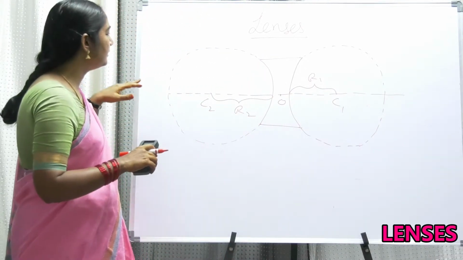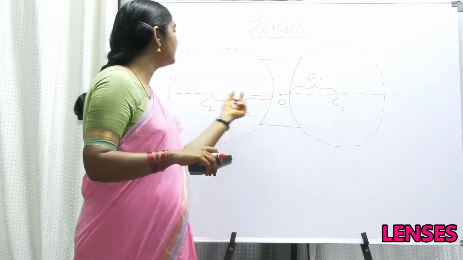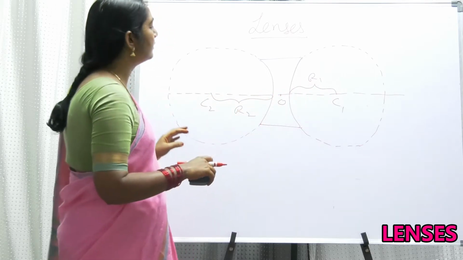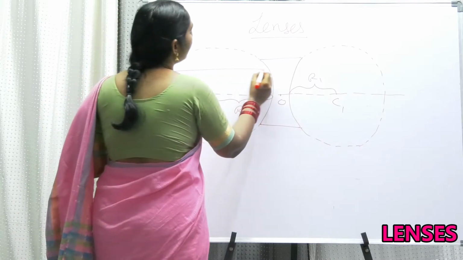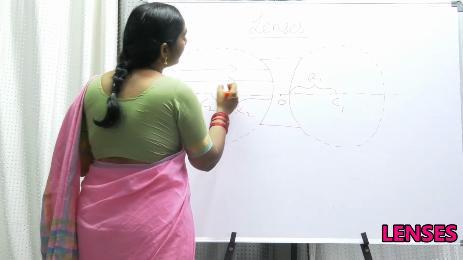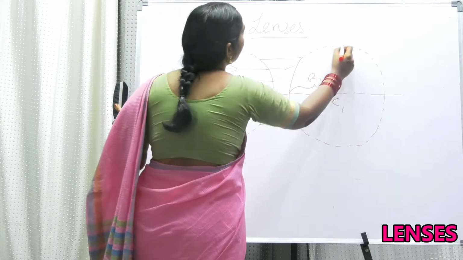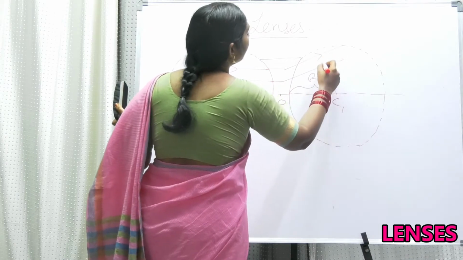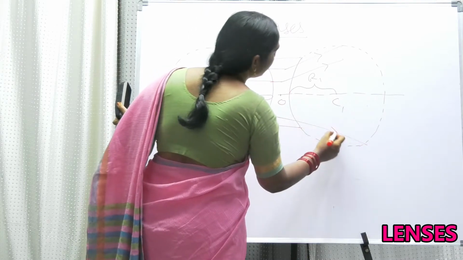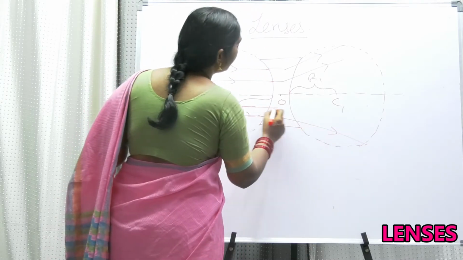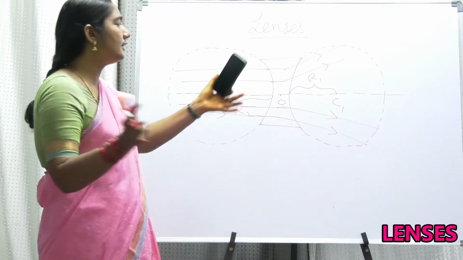Now my dear friends, this is the principal axis passing through the optical center and the centers of curvatures of the two sides. Now in this particular case, when a parallel beam of light is coming and falling, then after refraction the ray is getting deviated. The ray is getting diverged. You are not getting a convergent beam, but you are getting a divergent beam.